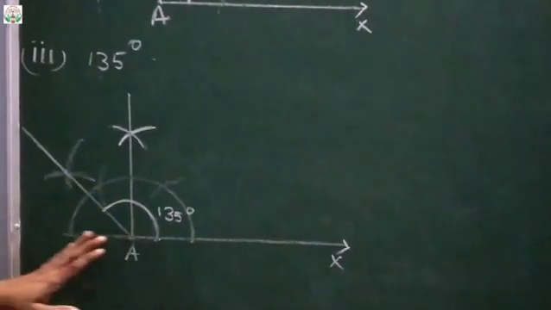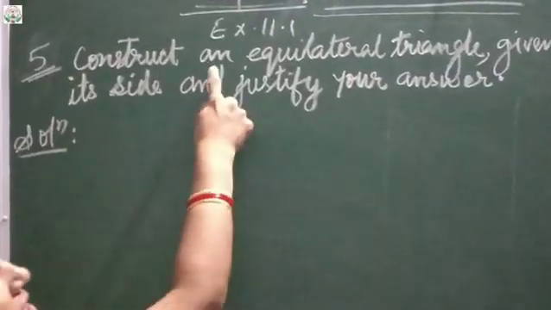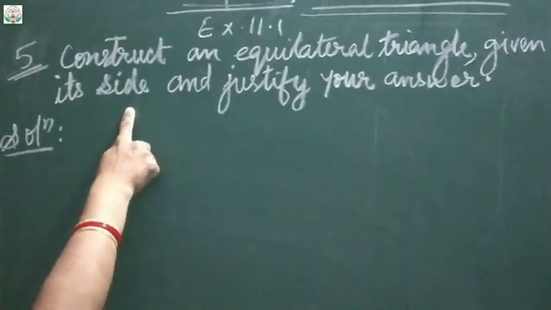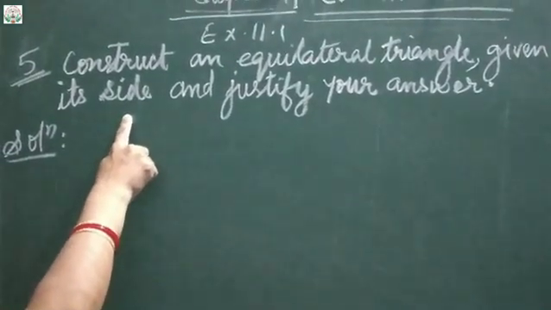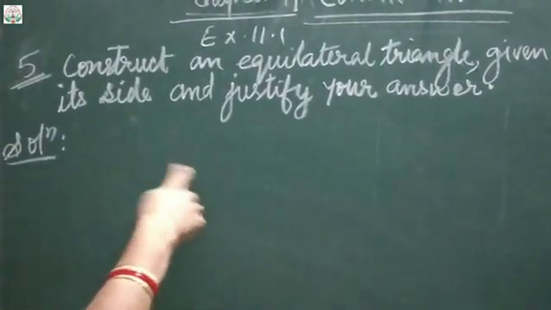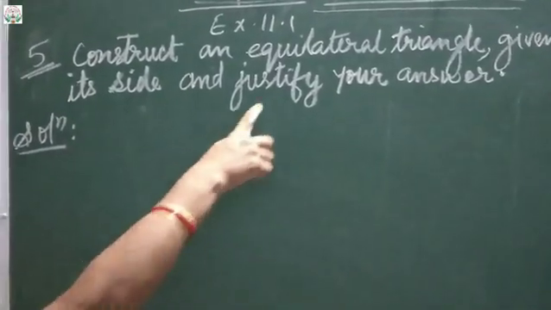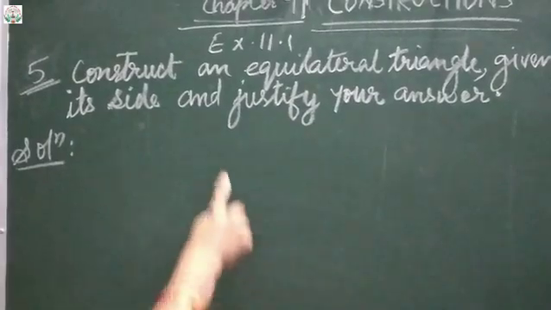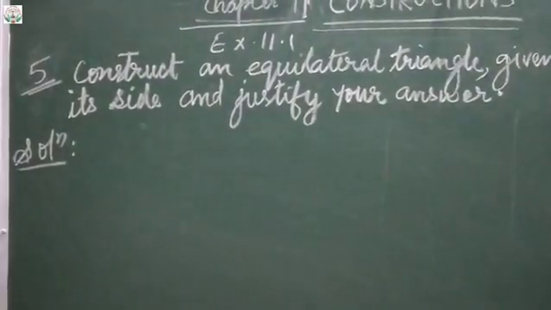Okay. The fifth question is: construct an equilateral triangle given its side. That means we have to assume any side with any measurement. That will be common for all because it is an equilateral triangle, which means it will be the same for all the sides. And justify your answer.